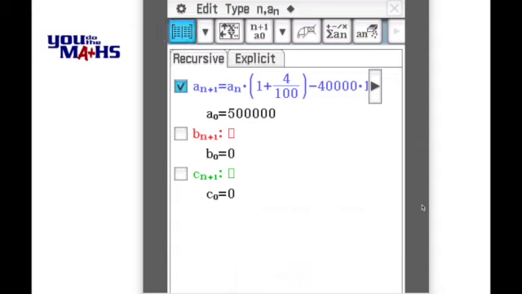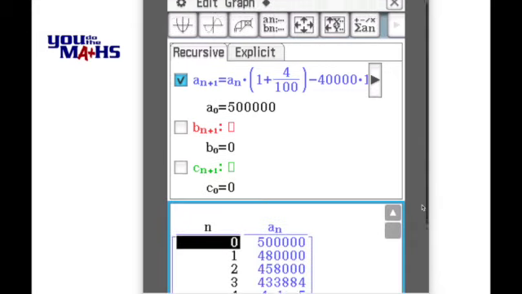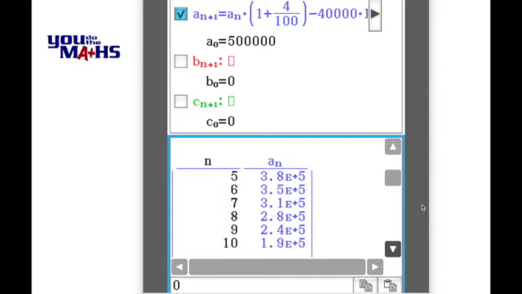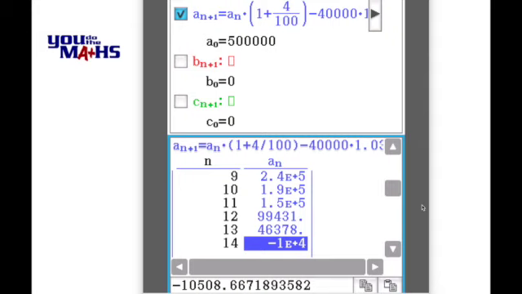So looking at the table of values, we start off at $500,000 after 0 years, and if we scroll down that table we can see on the right hand side the amount that's in the account shown in blue writing. Now that is in scientific notation initially, but as we go down we can see that after 14 years the amount's negative. That means that basically the account's run out. So we get 13 years of full payments, and the 14th year there will be a partial payment, but it won't be the full amount that we'd expect.